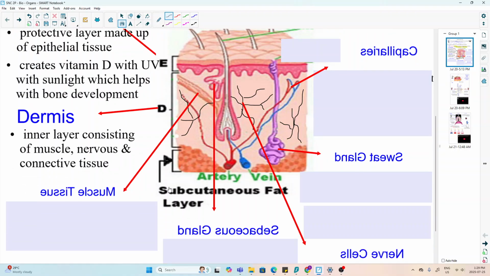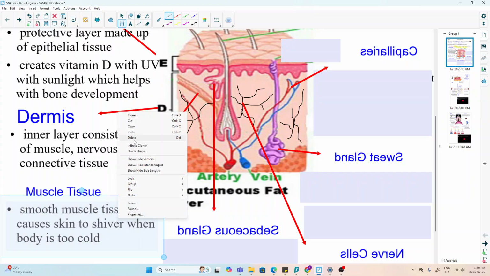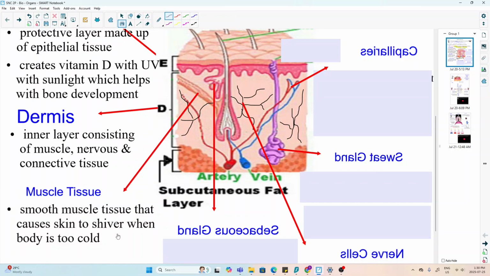You'll see this little thing right here. I'll try to give you the same picture when we have a test. It's called muscle tissue. The reason that's in the skin is because it causes you to shiver or gives you goosebumps when you're cold. So it's to prevent your body from getting too cold.